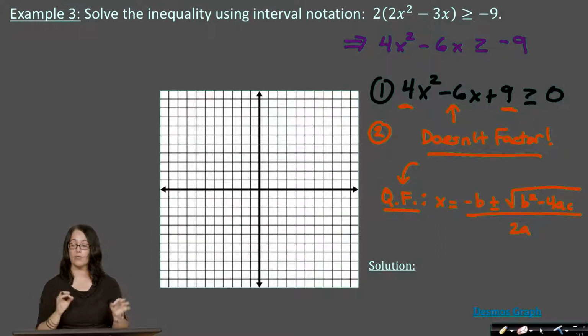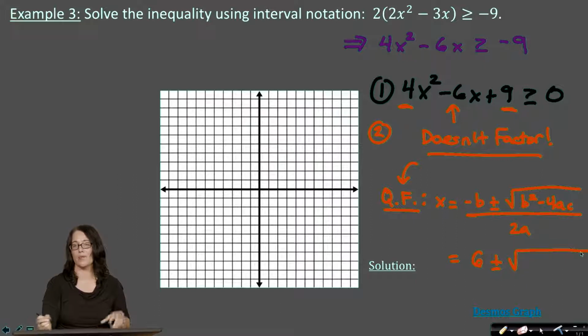Okay, once you have the quadratic formula ready, now you have to plug it in, right? So let's do that. We would say the opposite of b would be negative 6. Well, that's just positive 6, isn't it? Okay, plus or minus the square root of b squared. Negative 6 squared is just positive 36. Minus 4 copies of a times c, 4 copies of a is 4, c is 9.